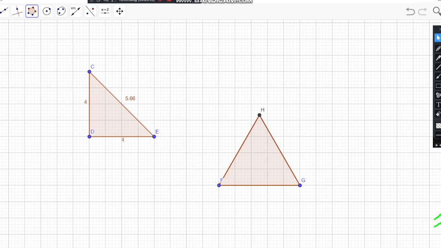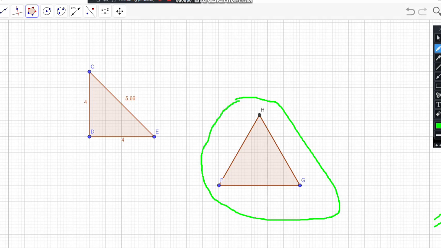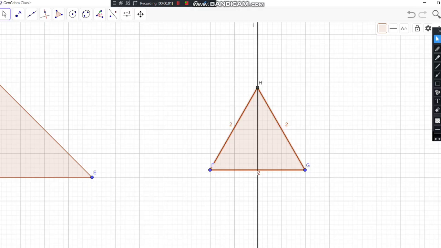Here you can see a triangle. What type of triangle is it? Let us measure the sides of the triangle. Next you can see a triangle here. What type of triangle is it? It is an equilateral triangle. All the sides are equal here. All the sides are 2, 2 and 2. All the 3 sides are equal here.